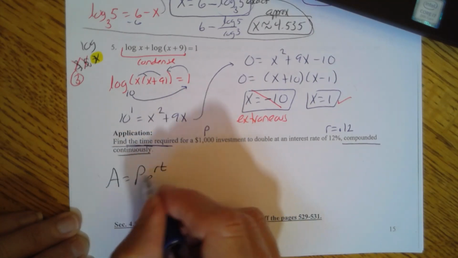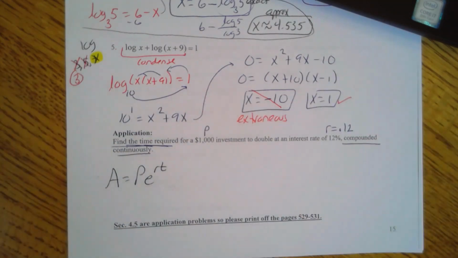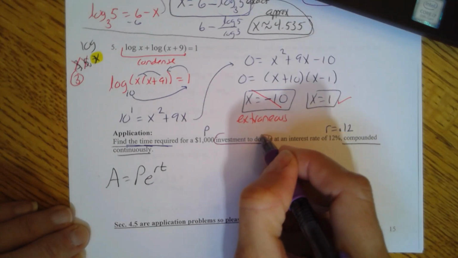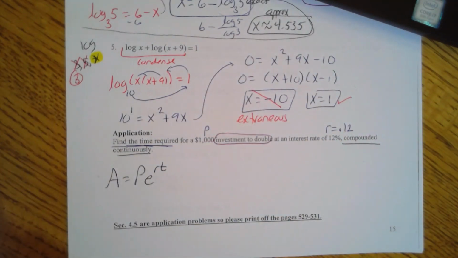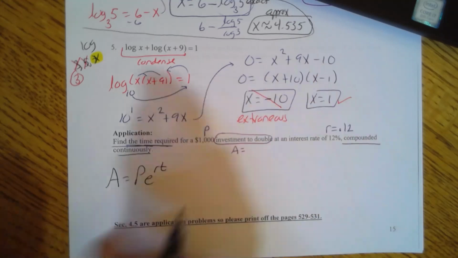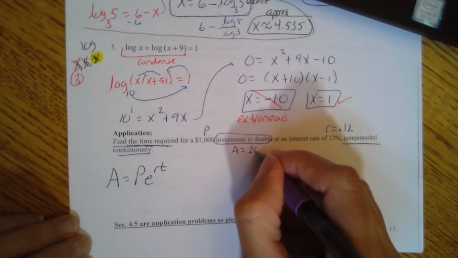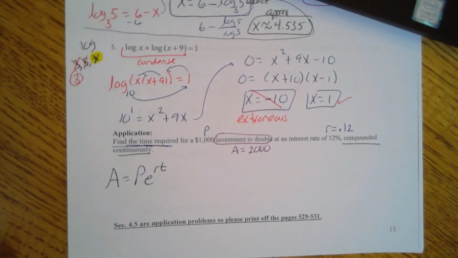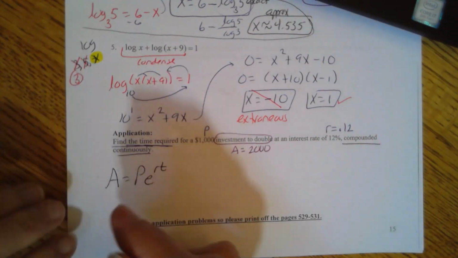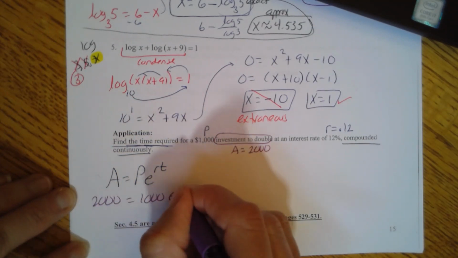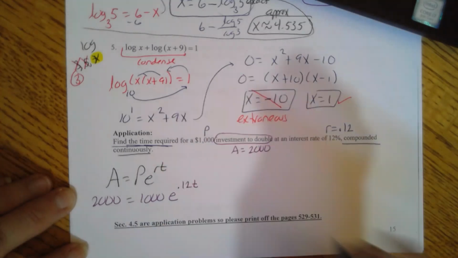So you're looking for t, so somehow we have to know A. Well, the only piece of information I haven't used is we want the investment to double. So if we want our investment to double, what would A need to be? Well, we started off with 1,000, so if we wanted it to double, our A would be 2,000. So sometimes they're not going to give you the amount outright in a number form. They might tell it to you in words. So we have 2,000 equaling 1,000 e to the 0.12 times t.